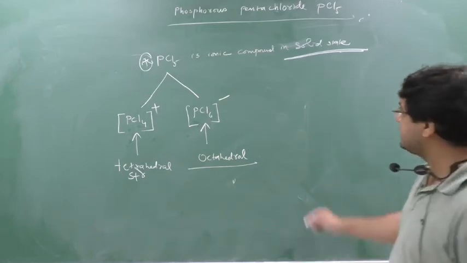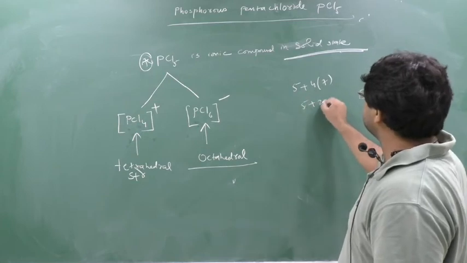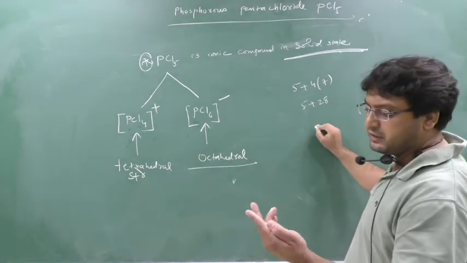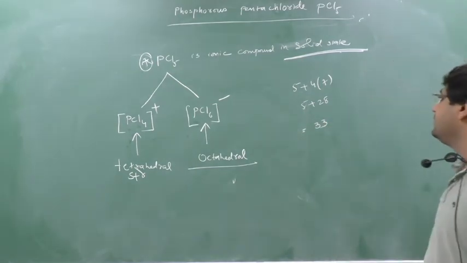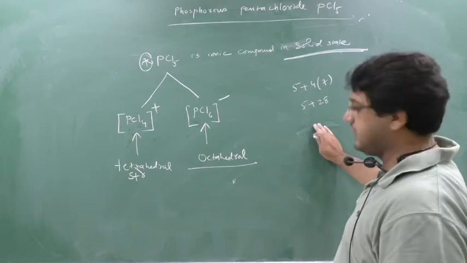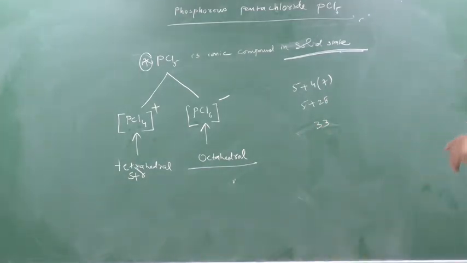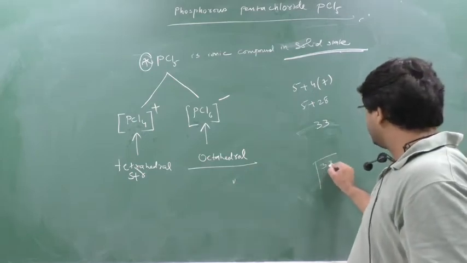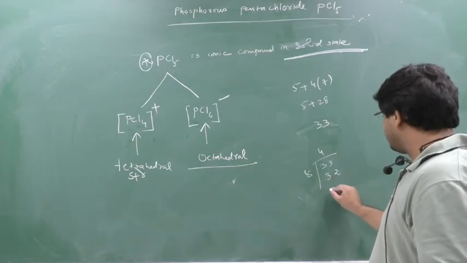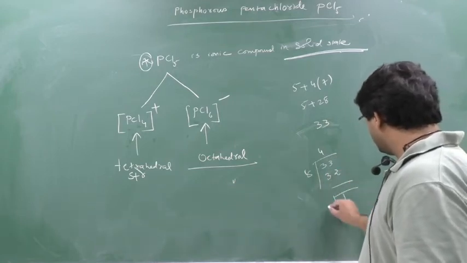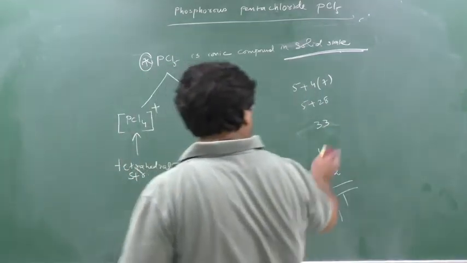We can see the hybridization. Phosphorus is 5, 4 chlorines means 4 into 7. So 5 plus 4 7s are 28, that is 33. Yes or no? So 33, you have to divide by 8. 8 4s are 32, so 3 minus 2, 1. So you can write down sp3 hybridization. Okay. Do not worry about this hybridization.